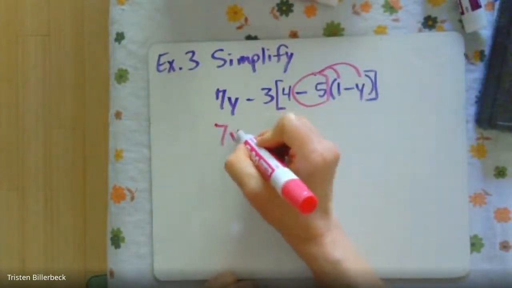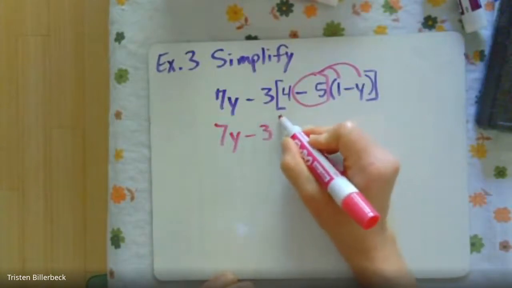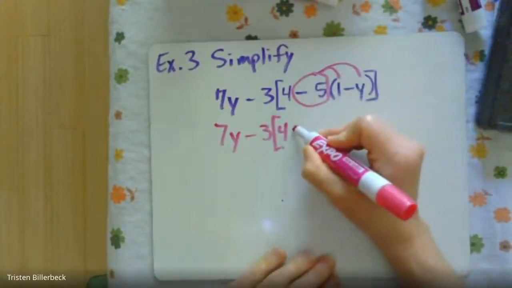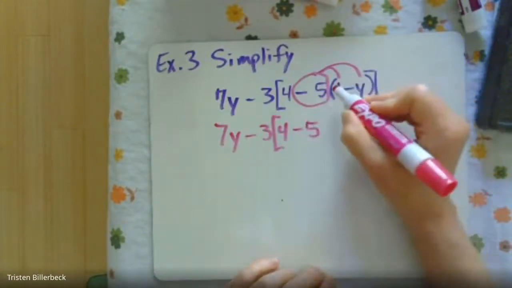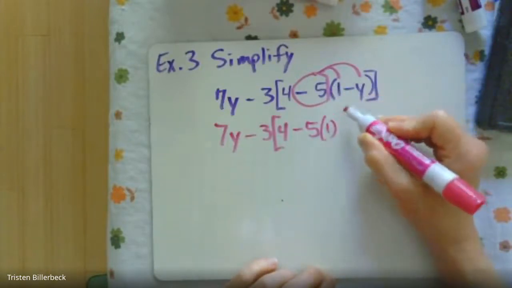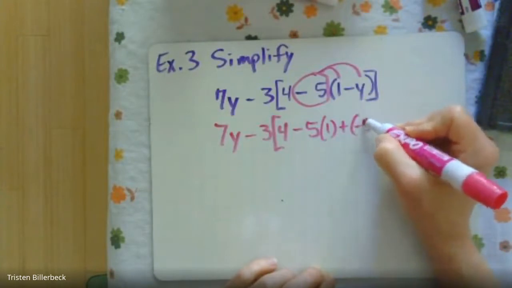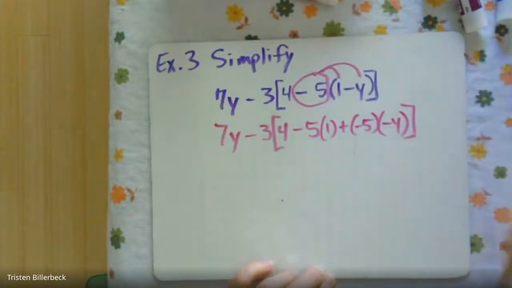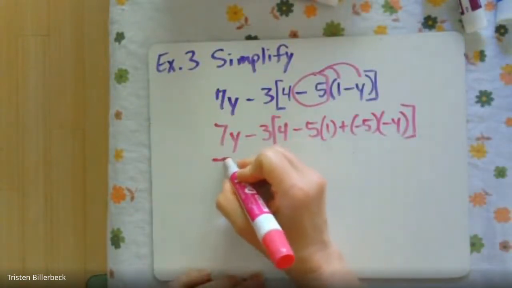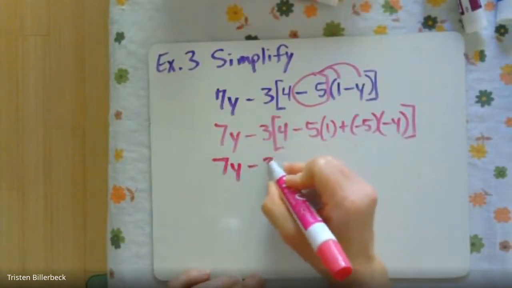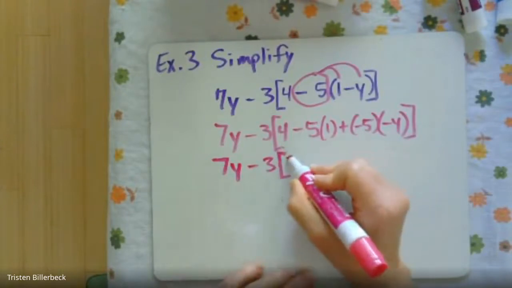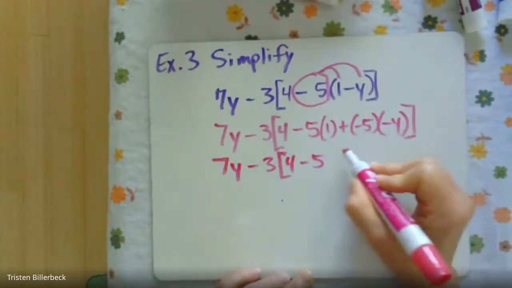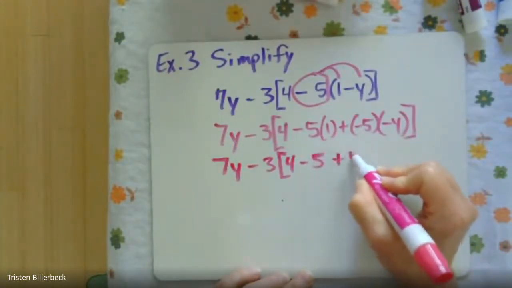So let's rewrite it. 7y minus 3 and 4. So then this is negative 5 times 1 is negative 5. And let's write this out. And then we have negative 5 times negative y. All right, let's write this again. So we have 4, and then this is just negative 5. We have a negative times a negative, so that makes a positive. So we have plus 5y.